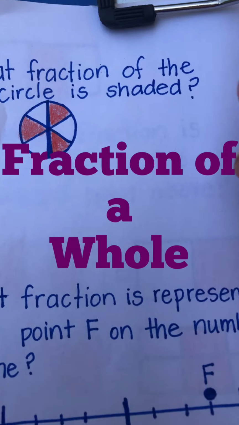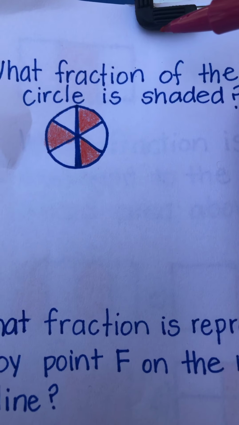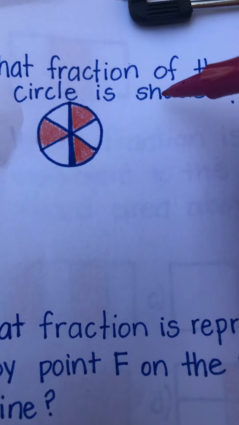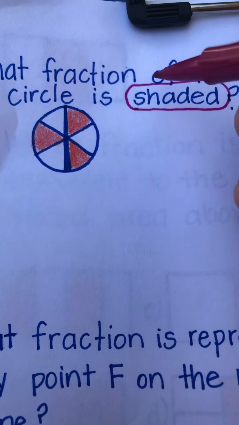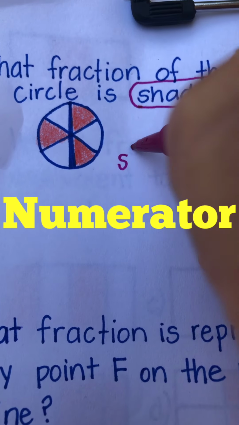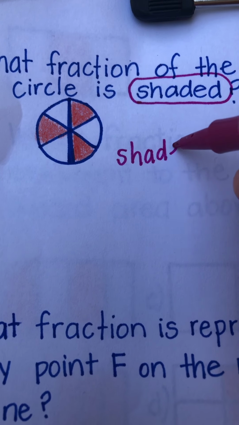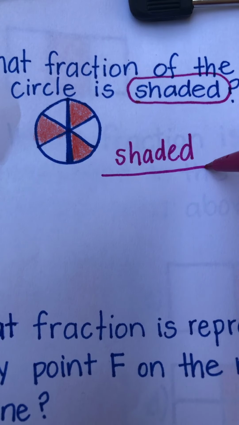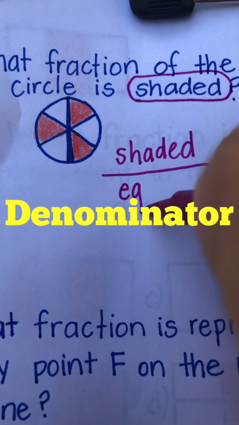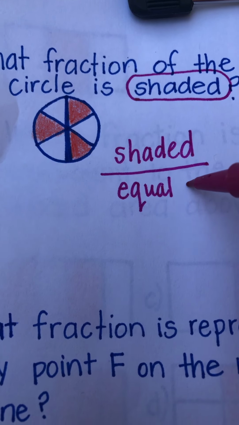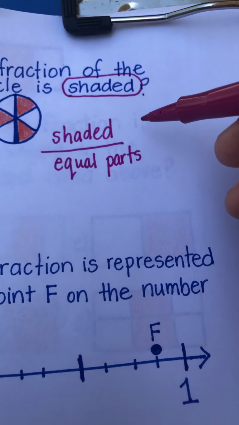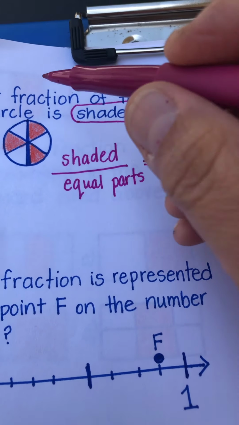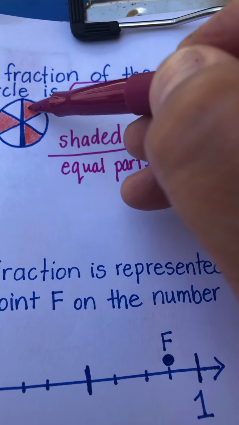So the first question says, what fraction of the circle is shaded? Our key word here is they're asking us for the number of parts shaded. So my fraction is the number of shaded parts over the total number of equal parts. Remember that a fraction has to have equal parts. So now, let's count how many parts are shaded.